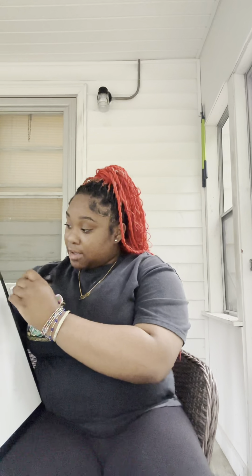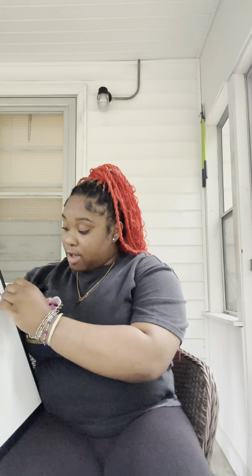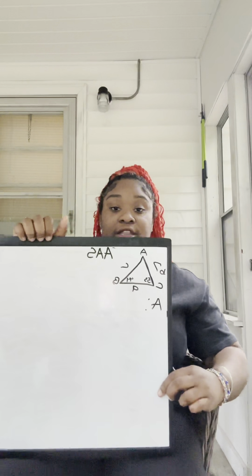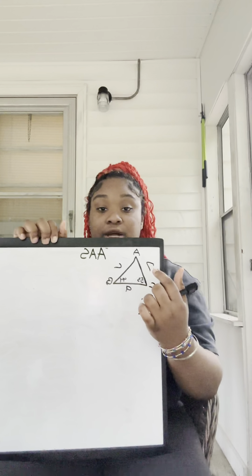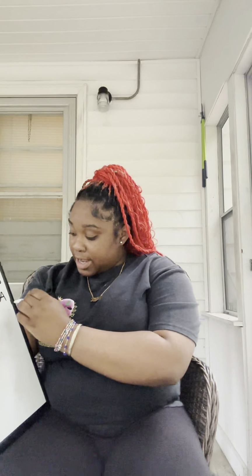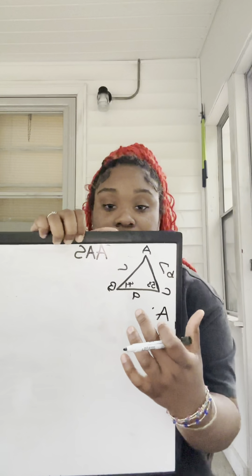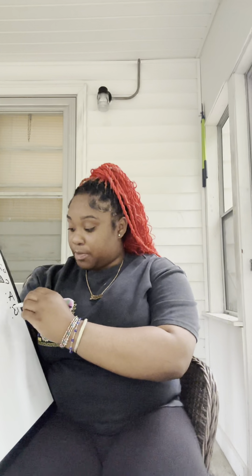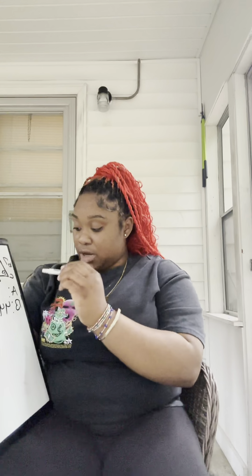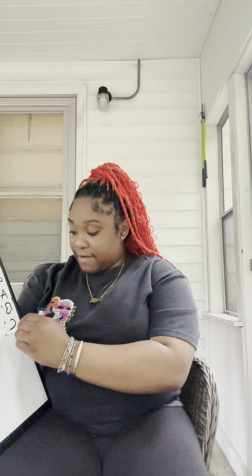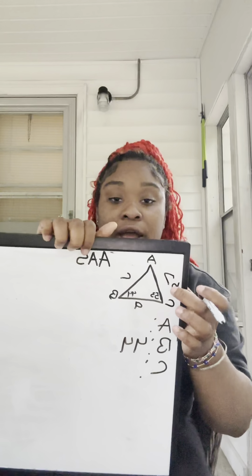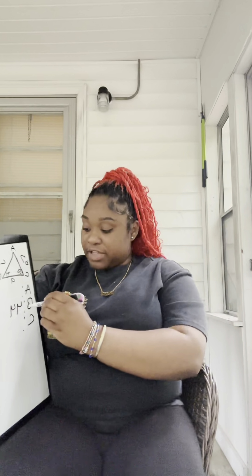So, for angle A, we don't have anything because we don't know angle A. Next we have angle B. Angle B has something up there which is 44. So we're going to put 44 right there because we know angle B. Then we have angle C, which is 53. So we're going to put 53 right there.